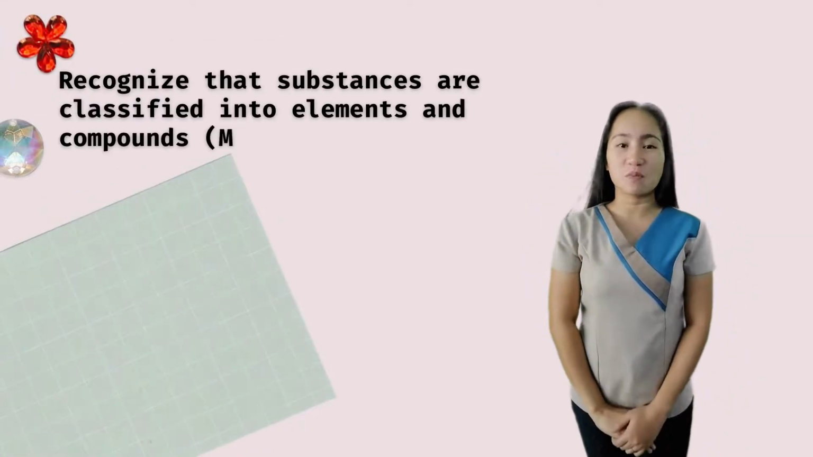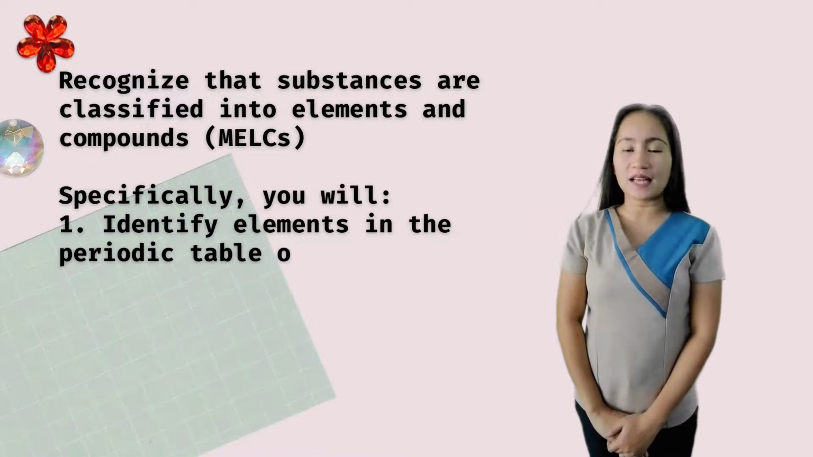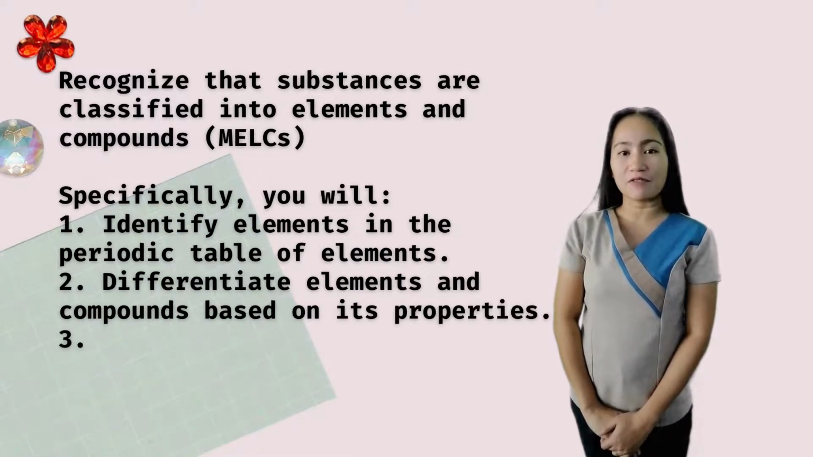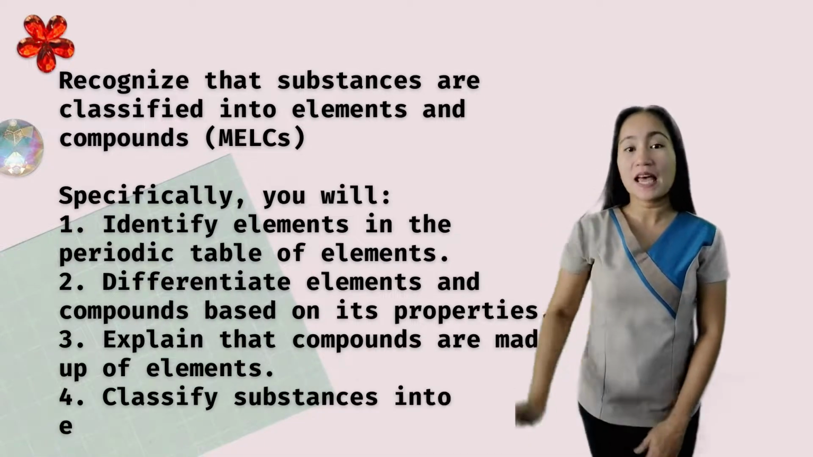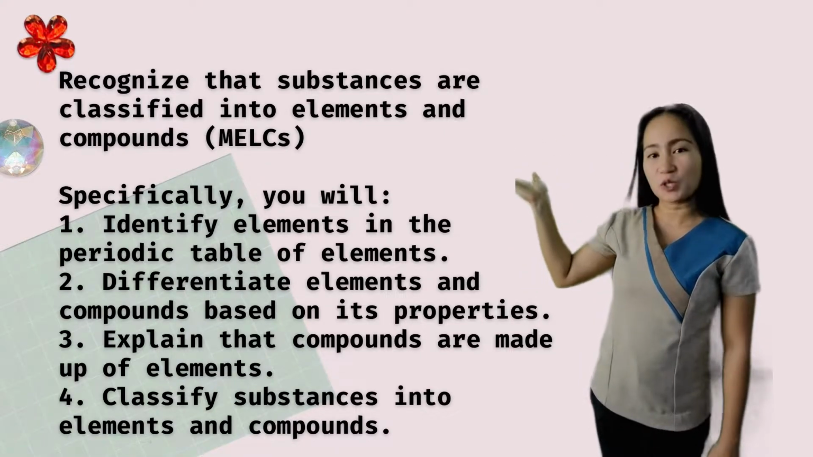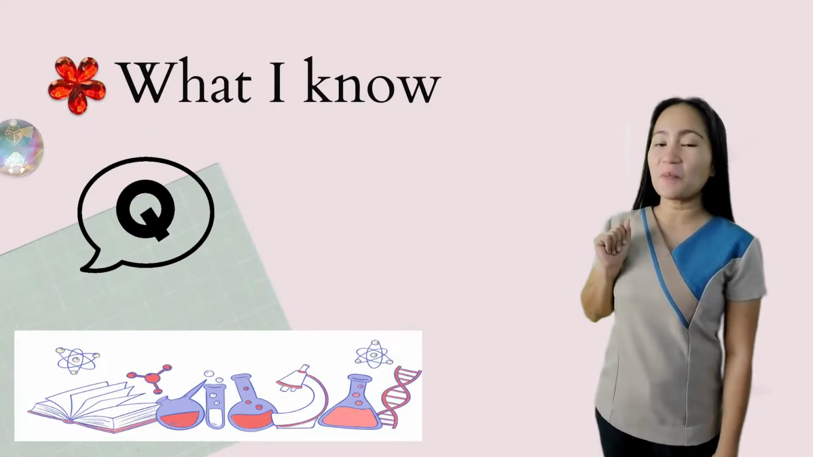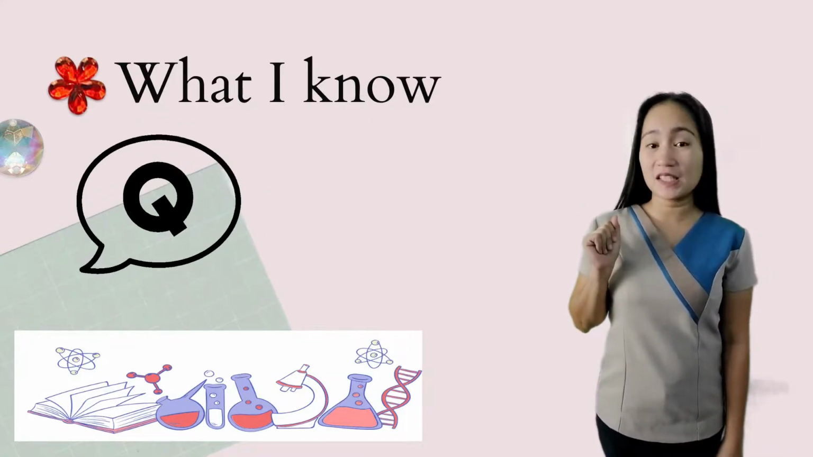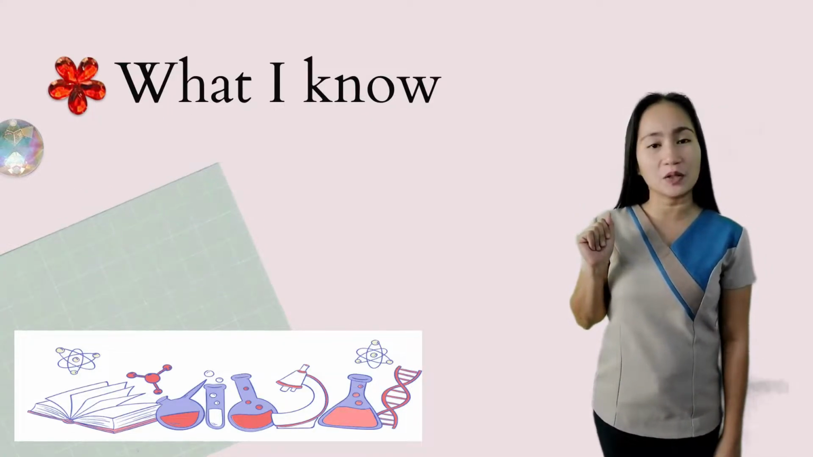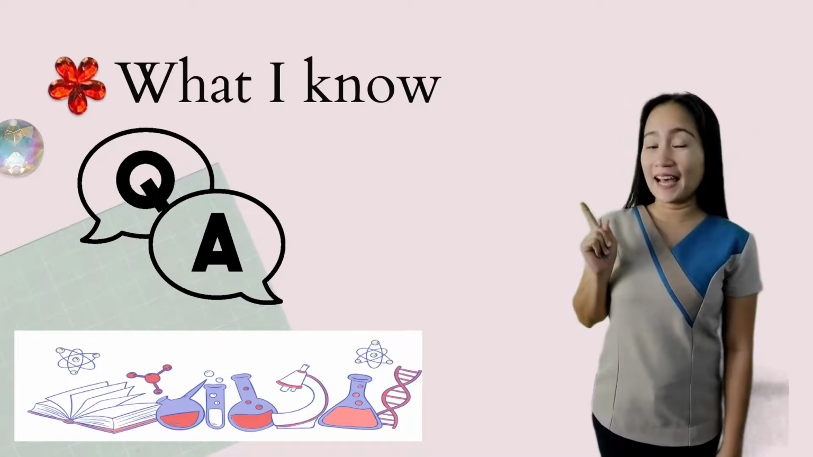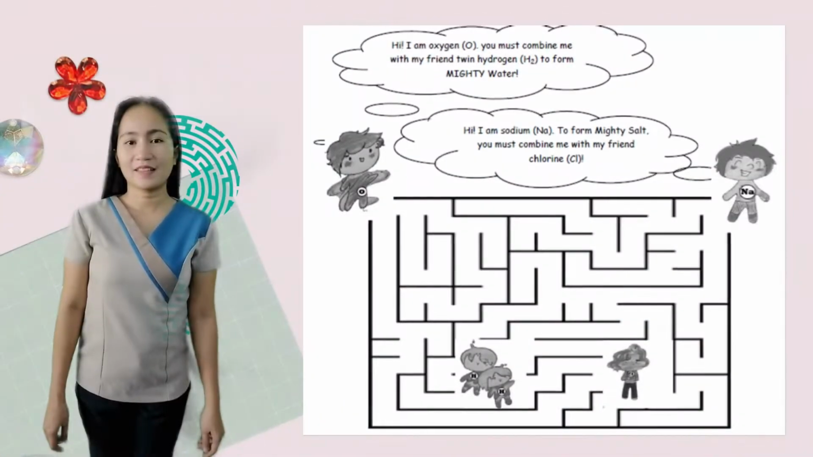After going through this module, you are to recognize that substances can be classified into elements and compounds, specifically these objectives. Don't forget to answer the What I Know part of your module. This is just to test your prior knowledge about our topic. And now, let's go to our first activity, What's New?